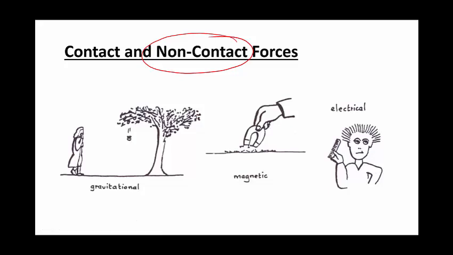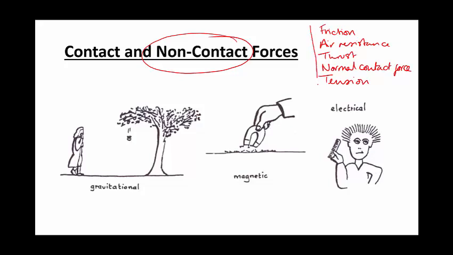Then our contact forces that we might think of include friction, air resistance, thrust, the normal contact force, the clue's in the name for that one, it's the normal contact force. Remember, that's the force between any two objects that are touching. You might also have tension as a contact force.